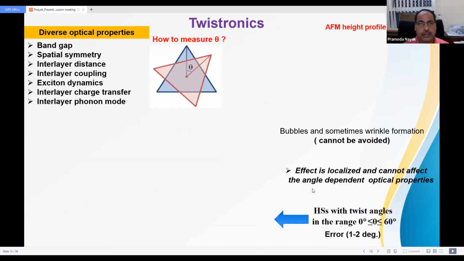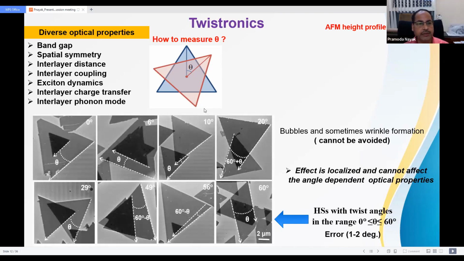So when you rotate one over another, as I told you earlier, it is an emerging field called twistronics, which is twist-controlled electronics. So the degree of freedom is the twist, you just rotate one over another. And you can see that diverse electronic properties change, and you will also get diverse optical properties. We can change the band gap, spatial symmetry, interlayer coupling strength, exciton dynamics, phonon modes, charge transfer, everything will change, just by a simple rotation of one layer with respect to the other.